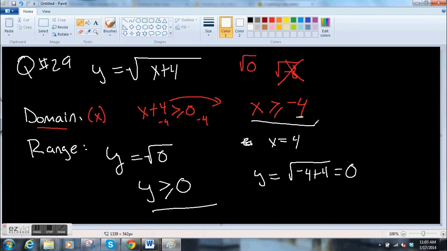Range. Domain. Okay, now let's look at another problem.